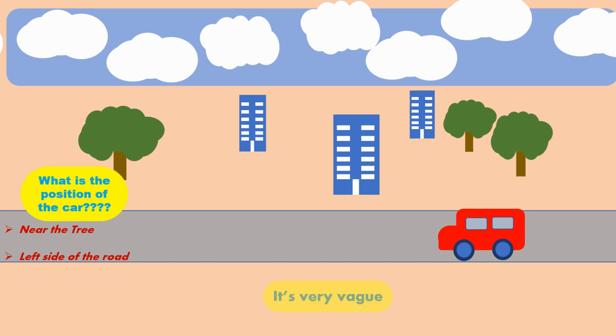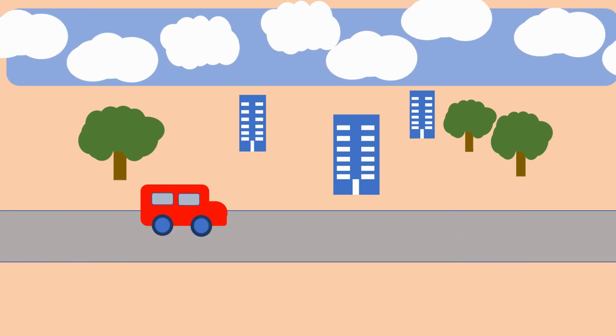It's very vague. So we need an alternative way to define the position of the car, or generally speaking, we need to come up with a better way to describe the position of an object. For that, we are going to have a fixed frame of reference.